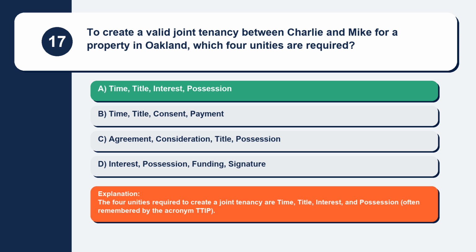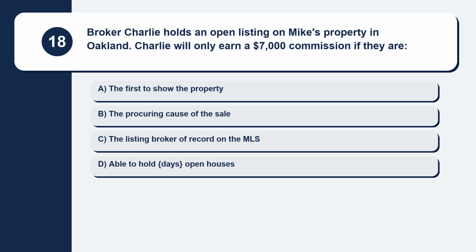Explanation: the four unities required to create a joint tenancy are time, title, interest, and possession, often remembered by the acronym TTIP. Question 18. Broker Charlie holds an open listing on Mike's property in Oakland.